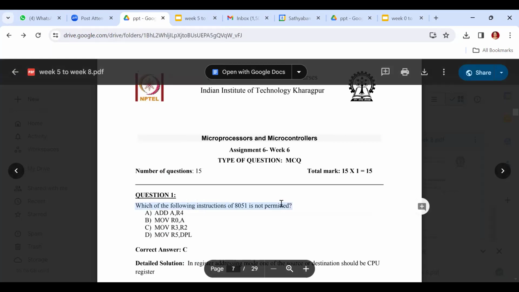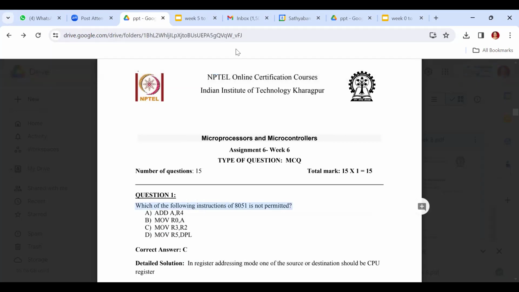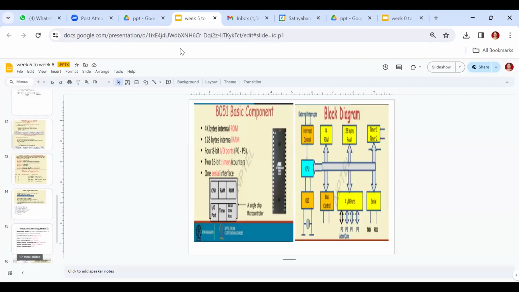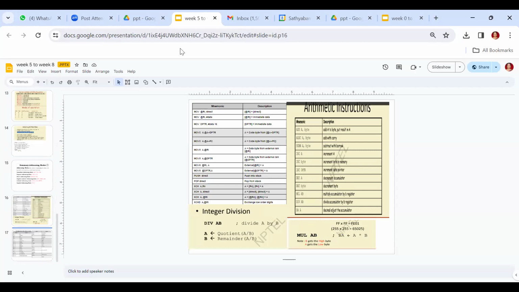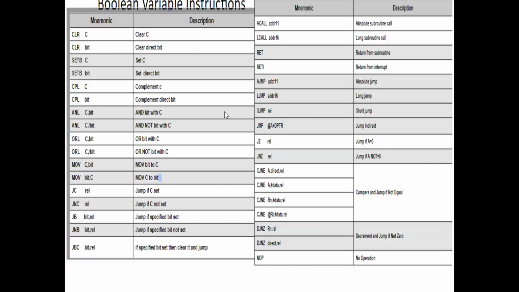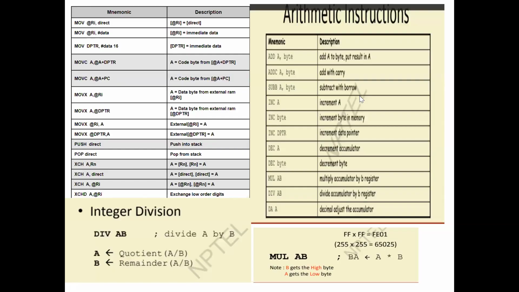Which of the following instructions of 8051 is not permitted? So see here, I have put up all the instruction sets of 8051. These are all my data transfer instructions. This is my arithmetic instruction. And this is my logical instruction. And this is my branching instruction. And apart from that, we have machine control instructions.